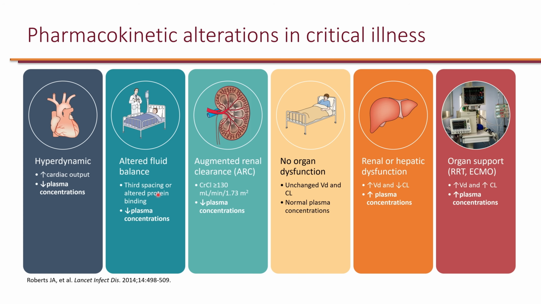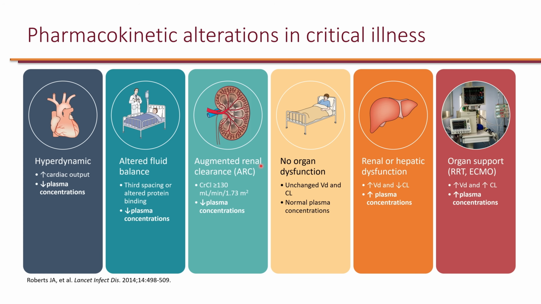The same with protein binding. So if you have drugs, for example, ceftriaxone is highly protein bound. So if there is altered protein binding, so for example, if the patient's albumin is less than 2.5, then there isn't enough albumin around to hold on to ceftriaxone, which means that unbound ceftriaxone will be eliminated from the body, so you'll have reduced plasma concentration, which means that you may need to increase the dose.